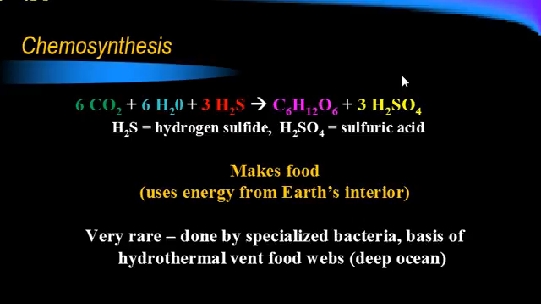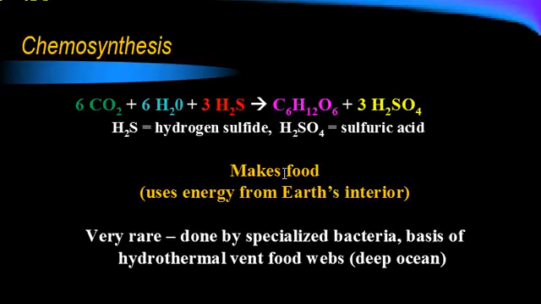So chemosynthesis is making food just like photosynthesis, but it does it a little bit differently, because instead of using sunlight, it actually uses the heat from the interior of the earth, as well as some chemicals. That's why it's chemosynthesis, chemicals that combine and still make food just like photosynthesis does.